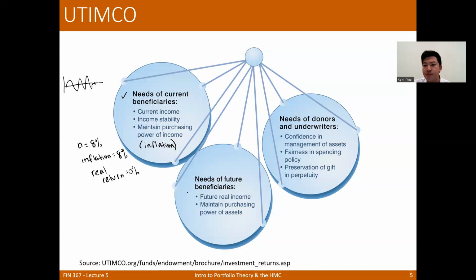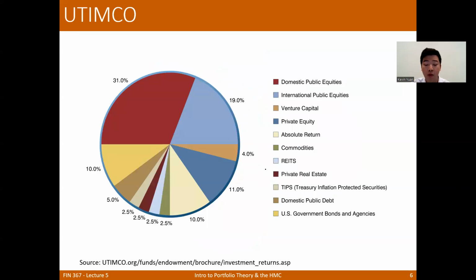If they're thinking about scholarships in the future, they want to invest today for future scholarships. That's something they're also very keen on, as well as the needs of donors and underwriters. They're also looking for alumni donations and investing that in a proper way as well for future income. And over here, I've shown you a little pie chart of the composition of their portfolio.